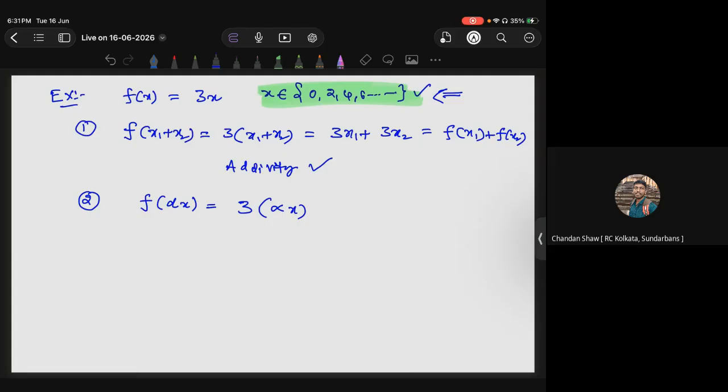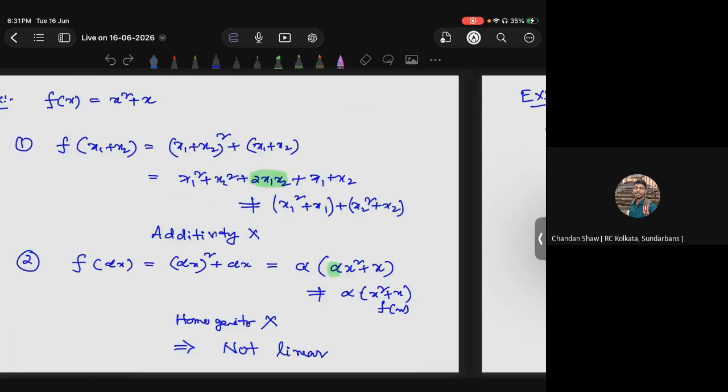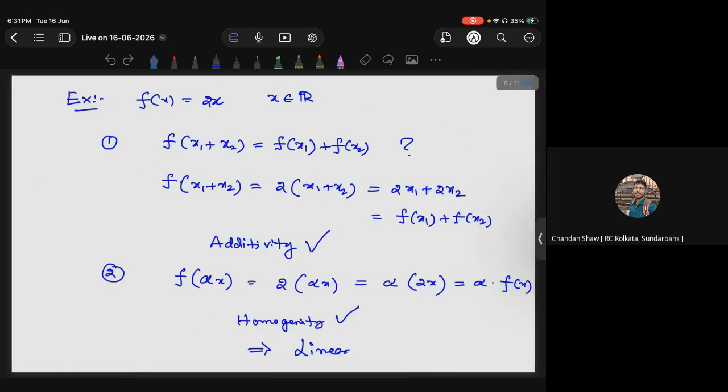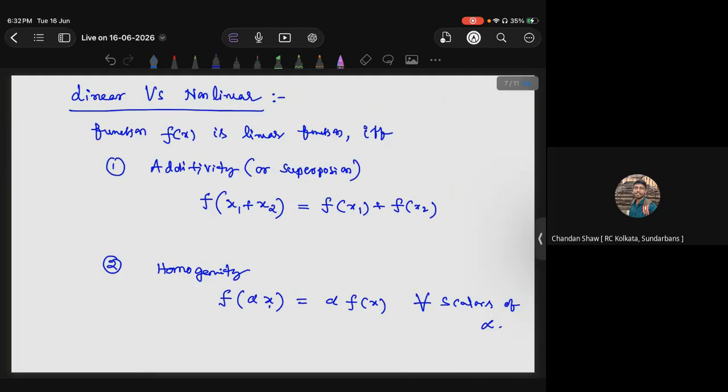I'm substituting alpha x, not x. So what does it mean? That alpha x must belong to 0, 2, 4, etc. Otherwise, I cannot use this function. Am I correct? Yes. But here, what does the basic definition of linearity say? Don't forget this. It has to be true for all scalar values of alpha.